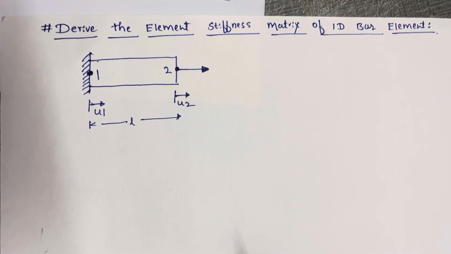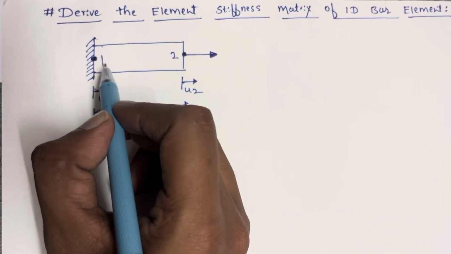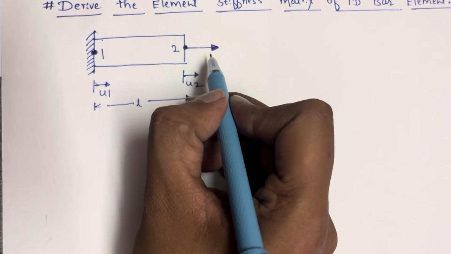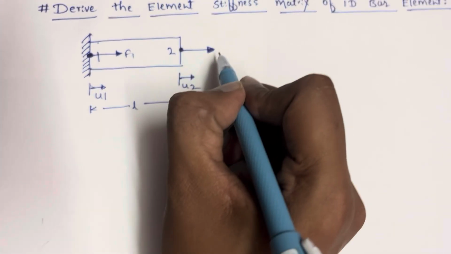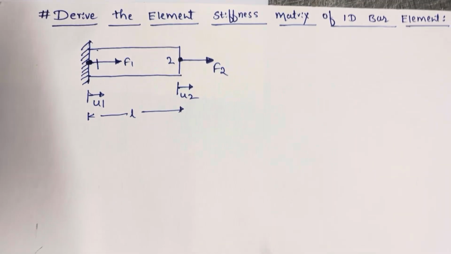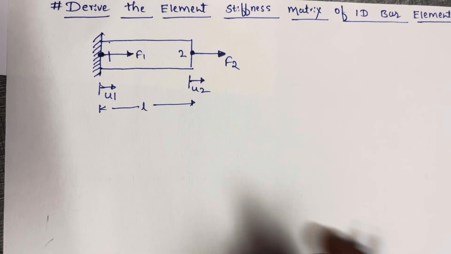Here we are going to calculate the stiffness matrix. Here we'll have F1 and F2. At node 1 this is F1 and at node 2 it is F2, at the respective nodes.